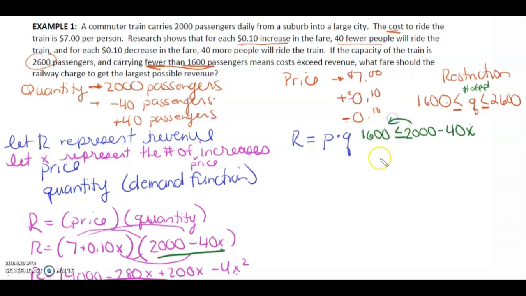We can just bring over the 2,000. So we get 1,600 minus 2,000, so I get negative 400, which is less than or equal to negative 40x, and then we can divide out negative 40. So I get x is greater than or equal to 10.